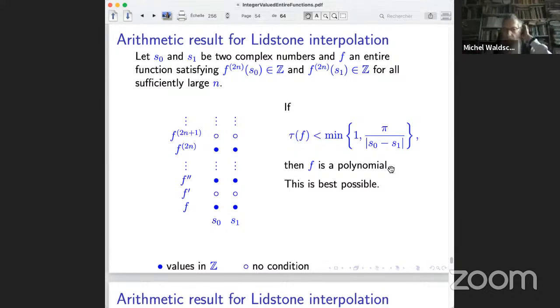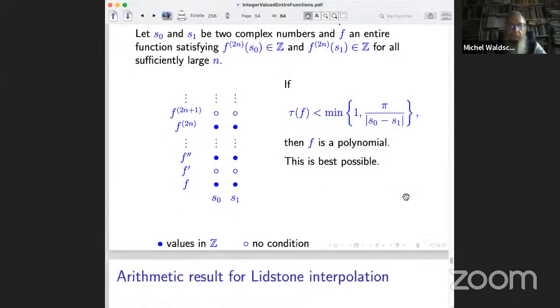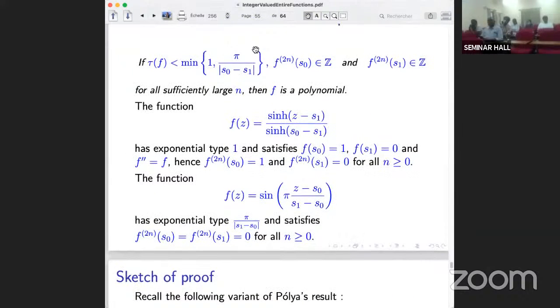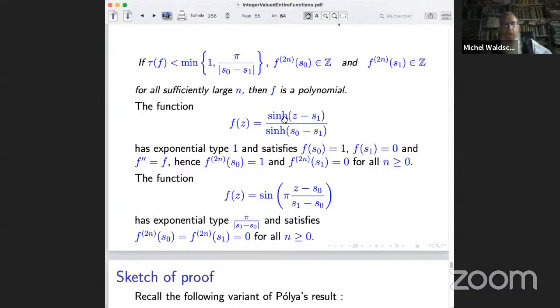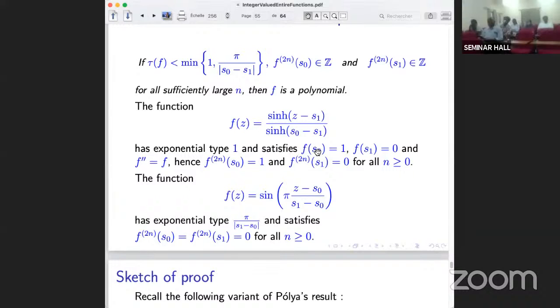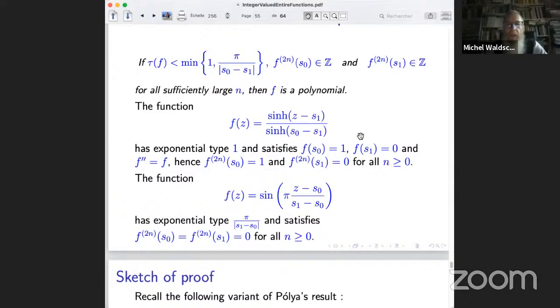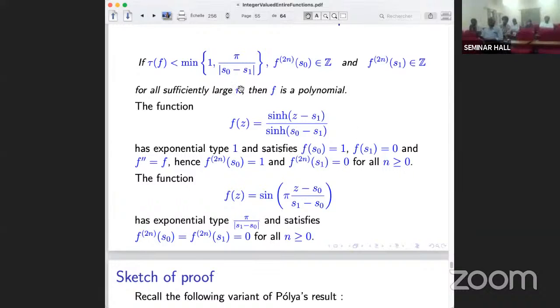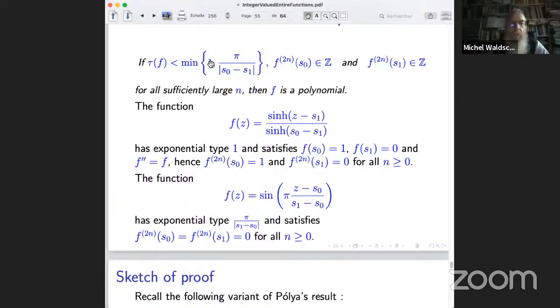So I want first to explain why this is best possible. We have the minimum of 1 and pi divided by S0 minus S1, and so I have to explain why we need 1, and why we need pi over S0 minus S1. If you look at the function hyperbolic sine of z minus S1 divided by hyperbolic sine of S0 minus S1, it has exponential type 1, so it does not satisfy this condition. The value at S0 is 1, and the value at S1 is 0, the hyperbolic sine of 0. And the second derivative of f is f. And so all the derivatives of even order at S0 are 1, and the derivatives of even order at S1 are 0. So this proves that the 1 here cannot be improved.